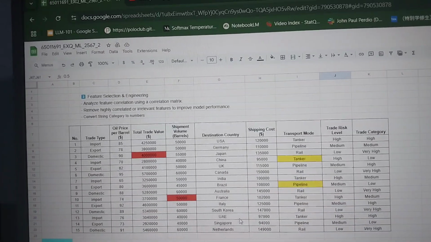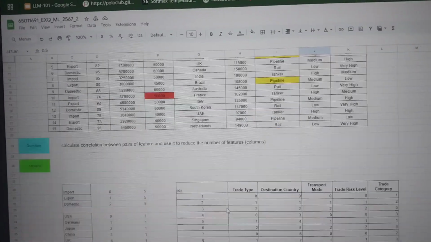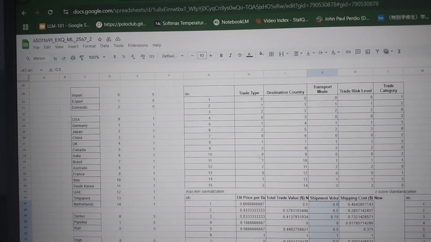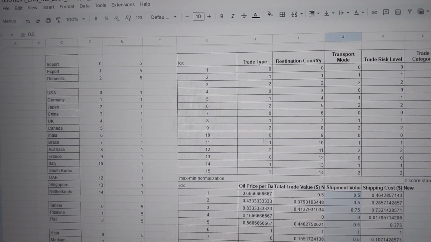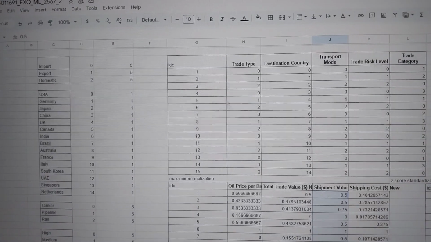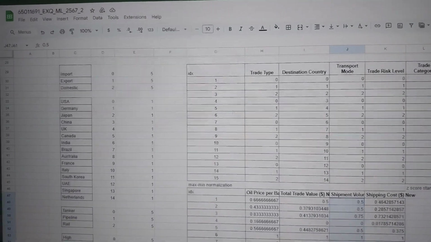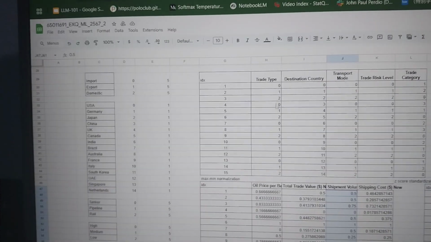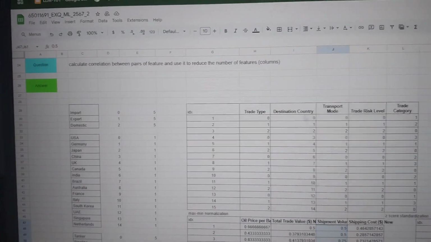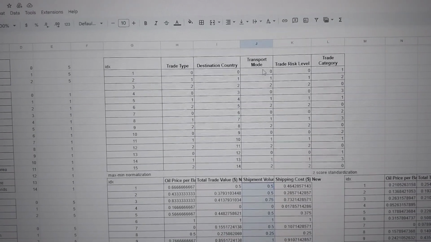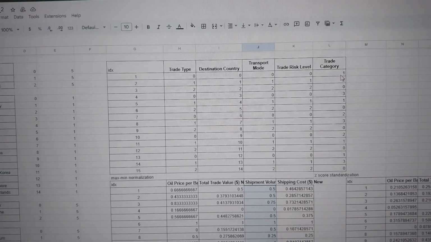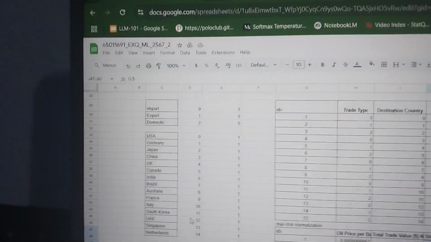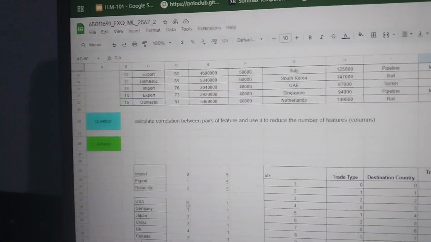From the original table up at data cleansing, we again change the data input into 0, 1, and 2, depending on the amount there is. For trade type, there are only 3 of them, so 0, 1, and 2. For destination country, there are 15 of them, so 0 to 14. Transport mode, there are 3 of them, so 0 to 2. Same thing with trade risk, and for trade category, there are 4 of them. All of them are listed here on the left side of the sheet.